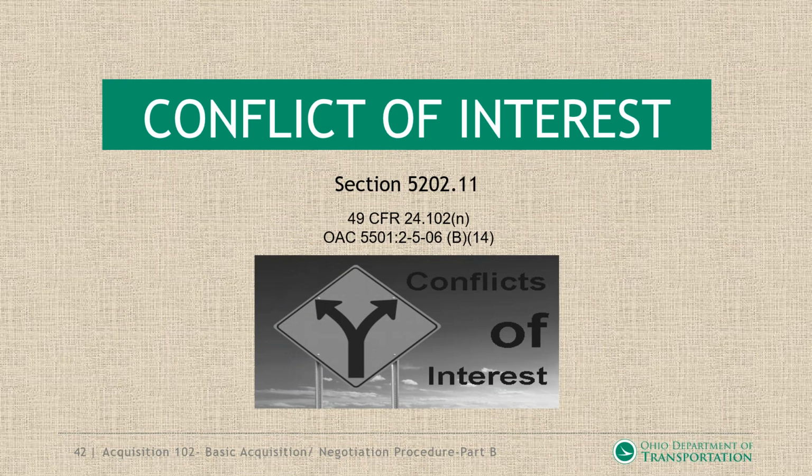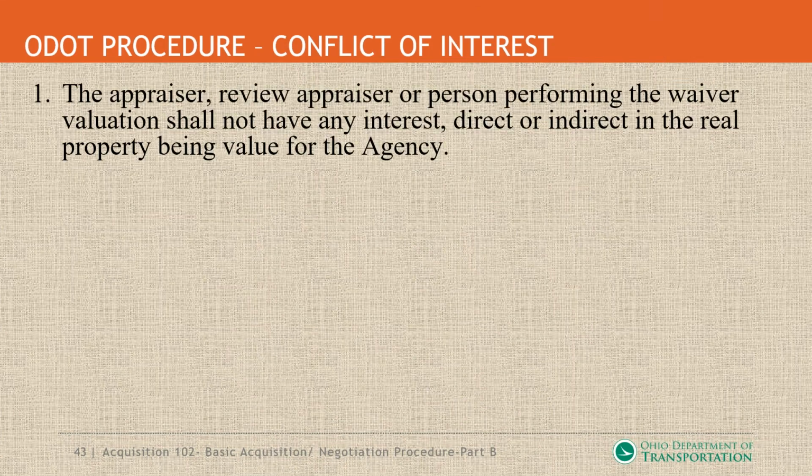Conflict of interest. This is out of the 5202.11 section. This is out of the model sections here, out of 49 CFR 24.102(n) and out of the Ohio Administrative Code 5501-2-506(B)(14). The appraiser, a review appraiser, or persons performing the waiver valuation shall not have any interest, direct or indirect, in the real property being valued for the agency.